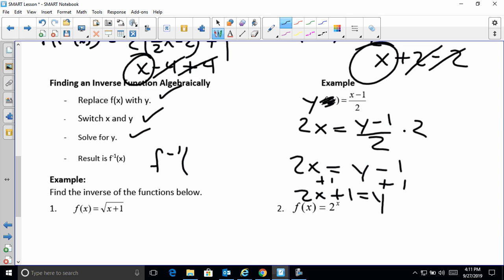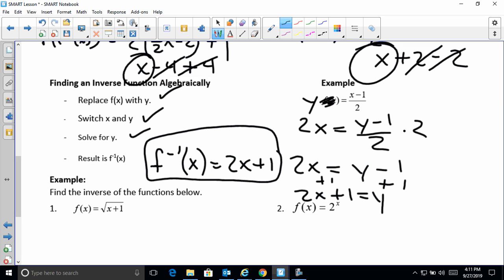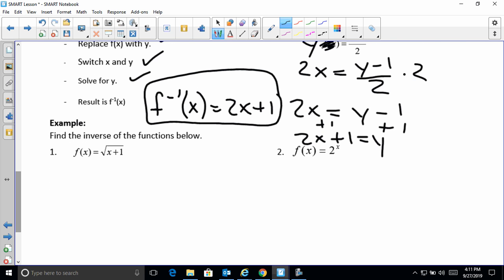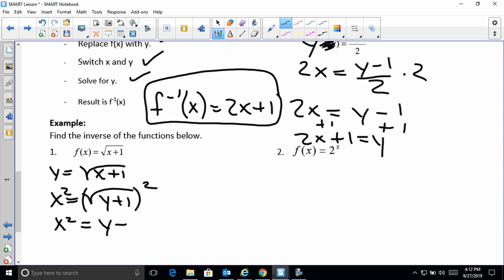And then that's the inverse. The inverse of my function is 2x plus 1. I'm going to find the inverse of both of these. So y is equal to the square root of x plus 1. Flip x and y. So x is equal to the square root of y plus 1. Get rid of the square root by squaring. x squared is equal to y plus 1. Minus 1 from both sides. y is equal to x squared minus 1, and that gives you my inverse.